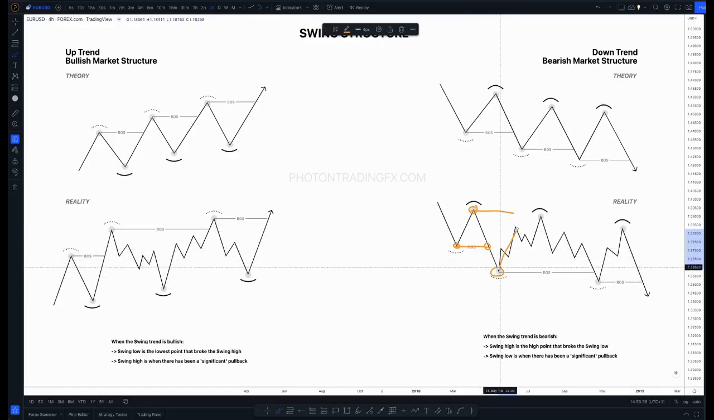So when we get that deep pullback, that's when I'll circle this low and go, okay, here's my low. I already know where the high is. And as price pulls back, we know that this is a strong high, right? Why is this a strong high? It's strong because it broke the low. It did its job. So we expect the swing pullback to pull back, but we expect it to not break the strong high, right? That's the expectation, okay?